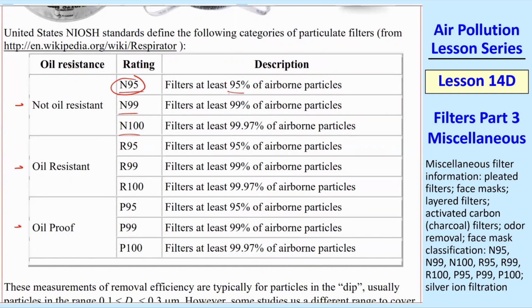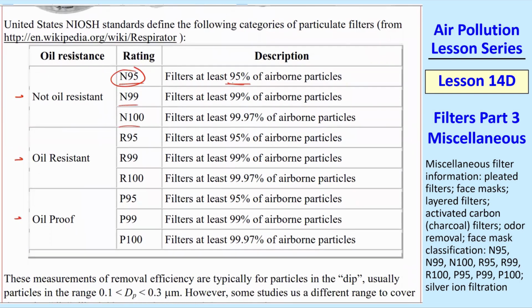The rating corresponds to the percent removal of airborne particles. So 95 means 95%, 99 means 99%, and 100 is kind of a misnomer. It means 99.97%, not actually 100. No filter is 100% efficient.